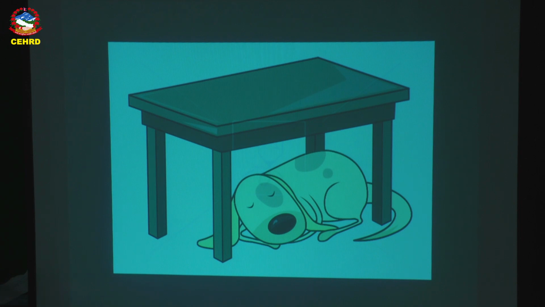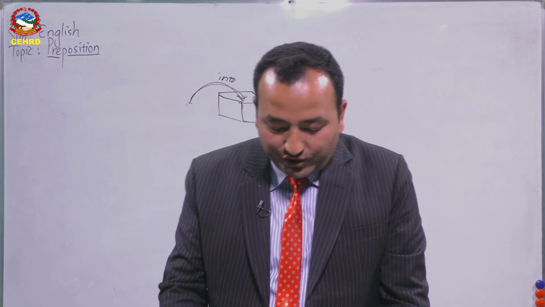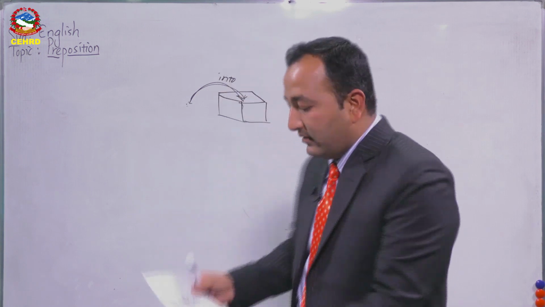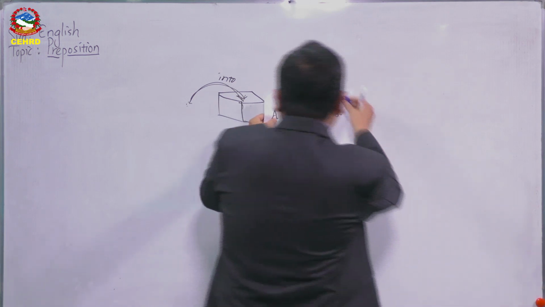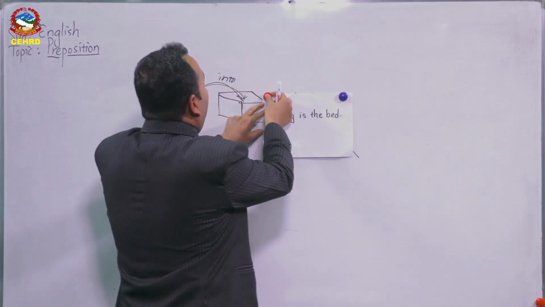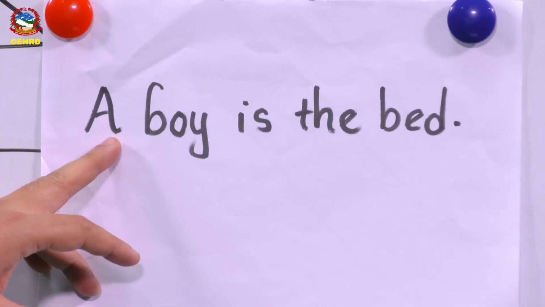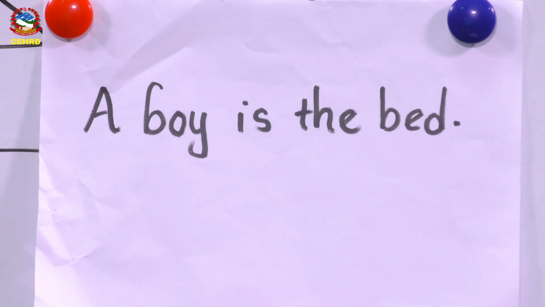Okay, these are the pictures. Now let's move on to the next. Let me show you one sentence card here. Earlier also I did the same. A boy is the bed. What is wrong with the sentence? You might have guessed something is missing there, right?